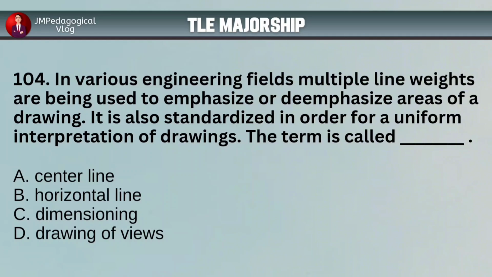104. In various engineering fields, multiple line weights are being used to emphasize or de-emphasize areas of a drawing. It is also standardized in order for a uniform interpretation of drawings. The term is called A. Center line, B. Horizontal line, C. Dimensioning, D. Drawing of views. D. Drawing of views.